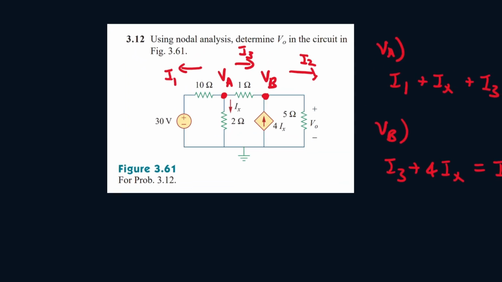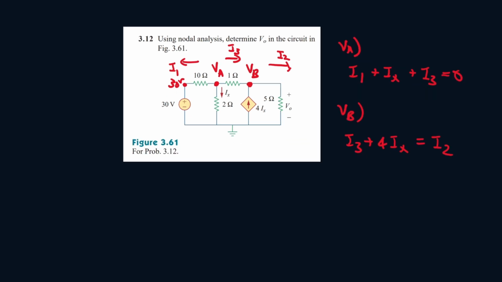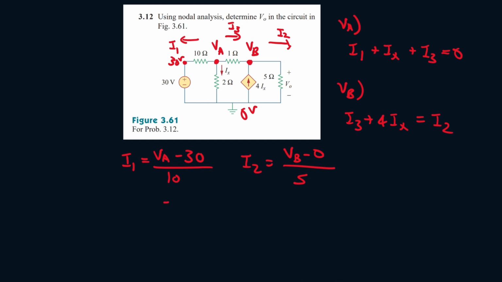Alright, so the voltage here is going to be 30 volts. Now let's try and solve what these I's will be. I1 goes from high potential to low potential, so it'll be equal to VA minus 30, all over the resistor it travels through, so all over 10. I2 is high potential to the ground node, which is 0 volts, so it'll be VB minus 0 all over 5. Now we have I3, high potential to low potential, so VA minus VB all over 1 ohm.